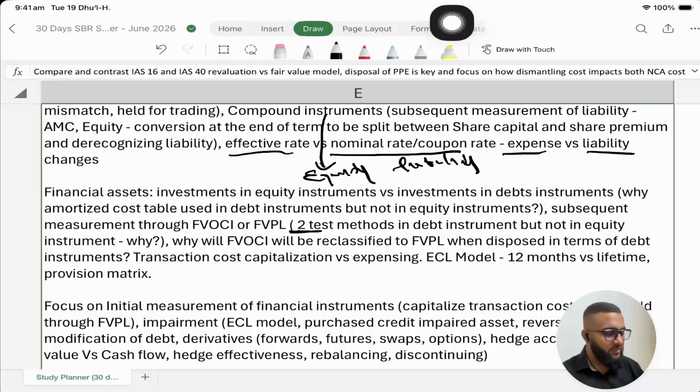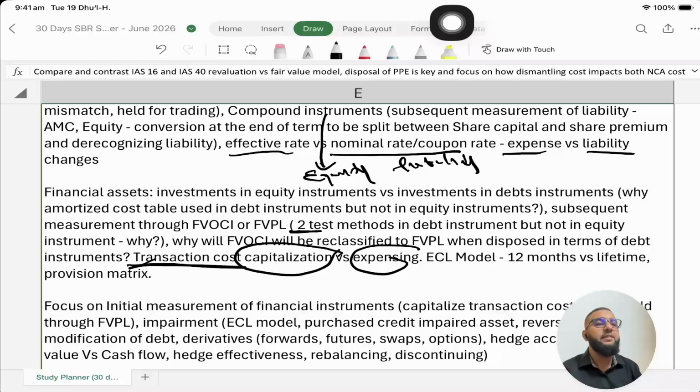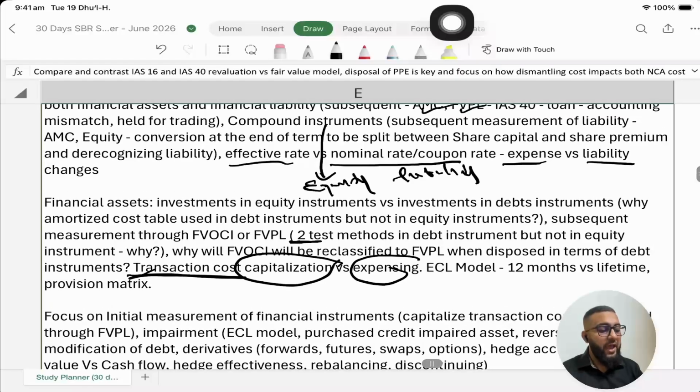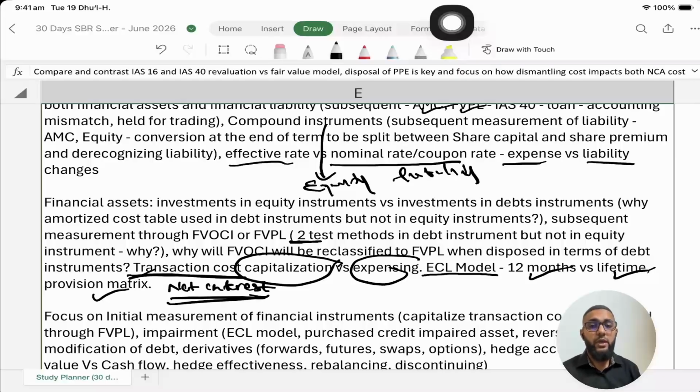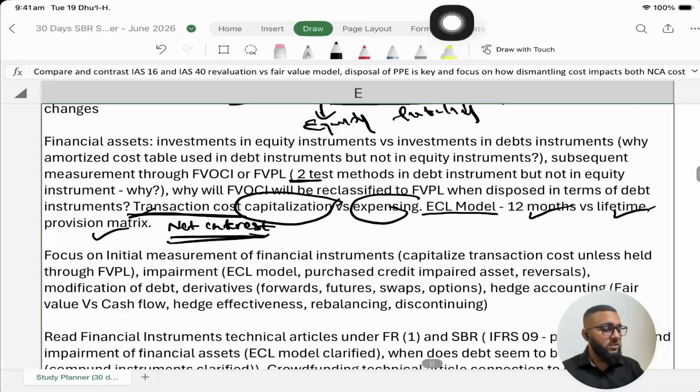Transaction cost capitalization versus expensing, right? When are you going to capitalize and when are you going to expense the transaction cost incurred? Amortized cost and FVOCI, you are going to capitalize. FAPL, you are going to expense the transaction cost. Then the ECL model, expected credit loss model, the forward looking model. In this, what's 12 months versus lifetime, how the provision matrix works, and how the net interest component is going to affect. Okay, right. Then focus on initial measurement of financial instruments such as capitalized transaction cost, unless held through FAPL, impairment for the ECL model, then purchase credit impaired asset, how we're going to deal with that, and how the reversals of impairment would work here.